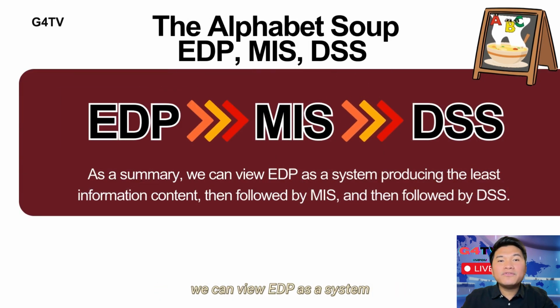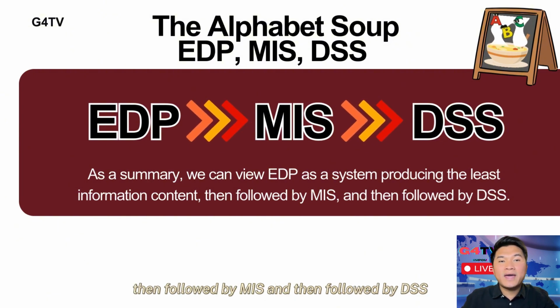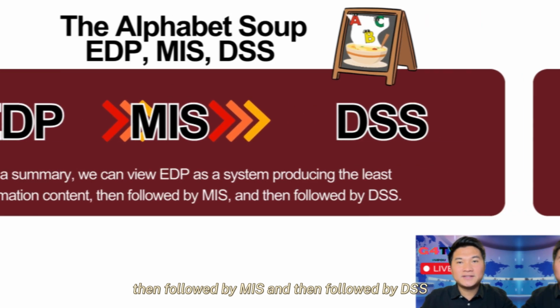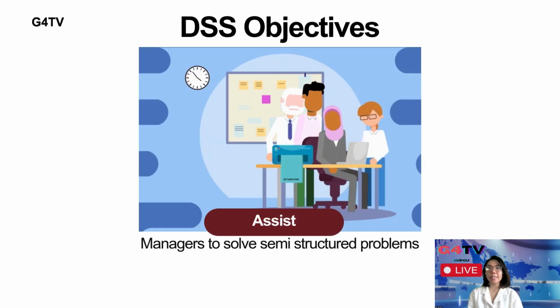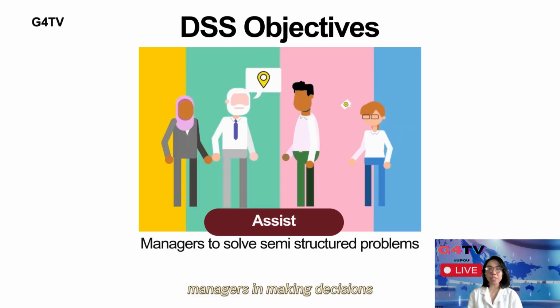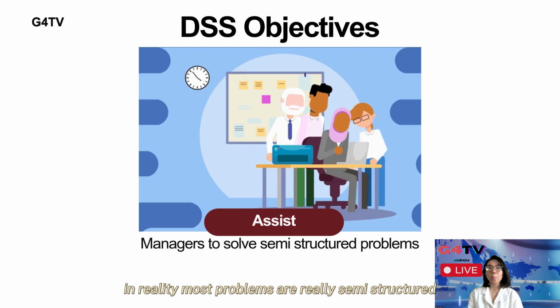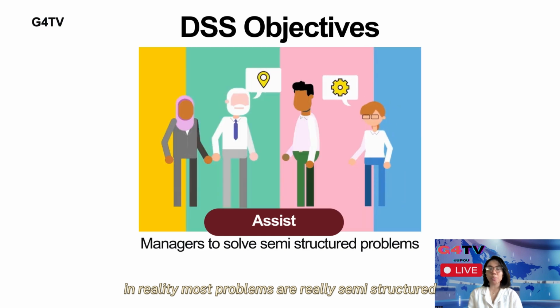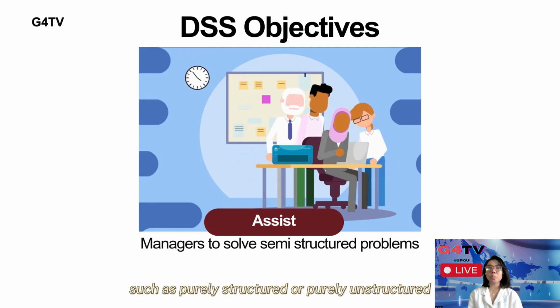As a summary, we can view EDP as a system producing least information content, then followed by MIS, and then followed by DSS. We now move on to the objectives of DSS. There are 3 objectives that DSS should achieve as defined by Keene and Morton. First is, DSS should assist managers in making decisions to solve semi-structured problems. In reality, most problems are really semi-structured. There are only rare occasions wherein we encounter problems such as purely structured or purely unstructured.